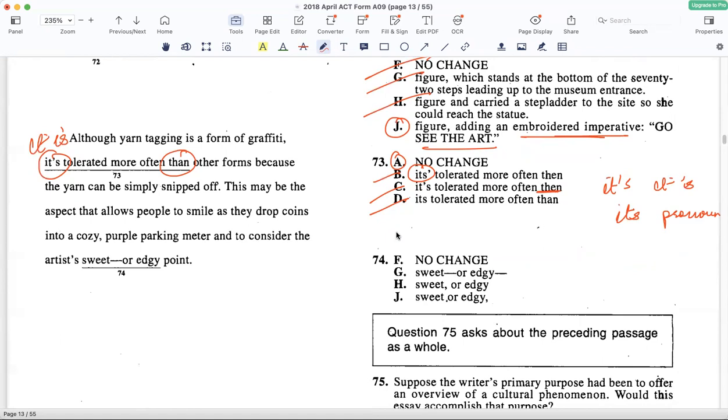This may be the aspect that allows people to smile as they drop coins into a cozy purple parking meter and to consider the artist's sweet or edgy point. So here I'm trying to say that people drop coins into a cozy purple parking meter to consider the artist's sweet point or edgy point. So or edgy is additional because my sentence can stand without or edgy. So when I have additional information, I put it between a pair of commas or a pair of dashes. So the right answer would be G because I have a pair of dashes here. F has a single dash, H has a single comma, and J has a single comma. So we need a pair, so G.